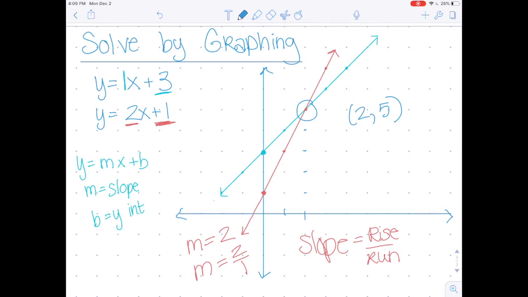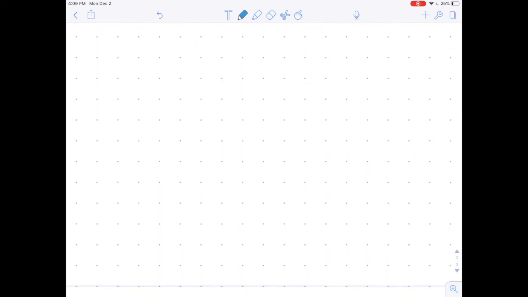One last thing, sometimes the equation they give you will not always be in slope-intercept form, so if you want to graph it, you might have to rearrange it a little bit. So let's just look at what that looks like. So if we have the equations 3x plus y equals 9 and x plus 2y equals 8.